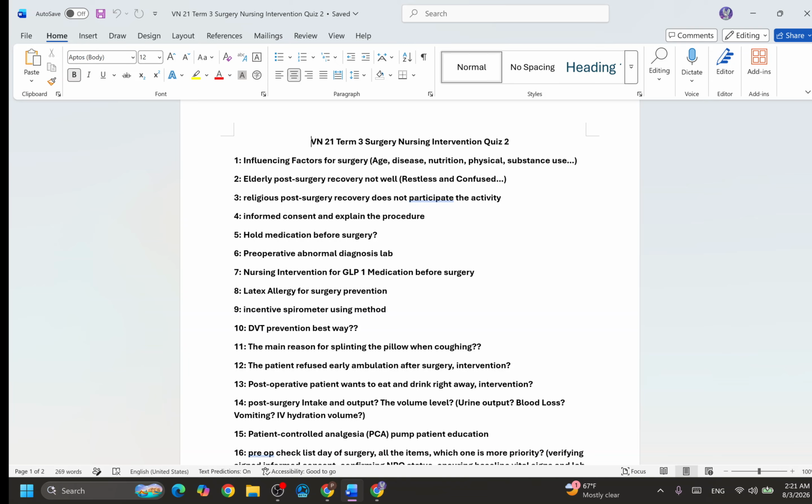Medical intervention is very important. We don't want the patient to get some kind of injury. That's why we really need to have the patient participate in the activity.